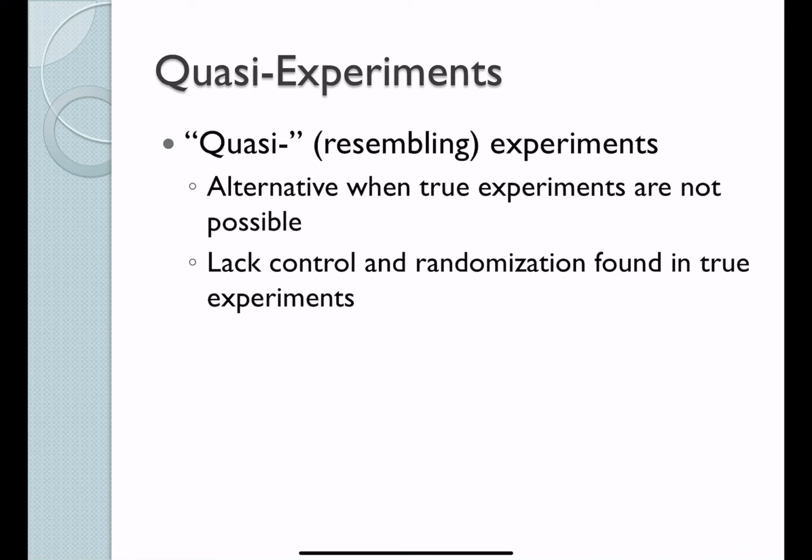So we might do something with children in a school, and we can't randomly assign kids to class because they're already in class. So we might do one intervention with one class and a different intervention with another class, but we don't have that true random assignment. And the justification is basically that some knowledge is better than none, right? It's better to know how a treatment works in a real classroom setting than to not know at all, but we have to be aware that we didn't randomly assign kids to these treatments, so there may be other factors at play.